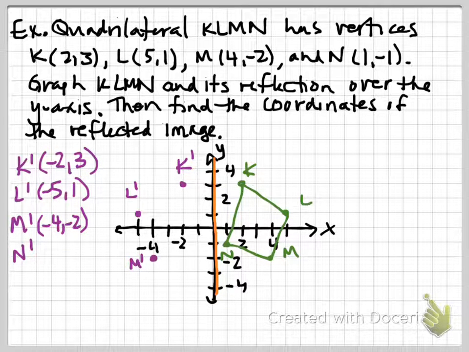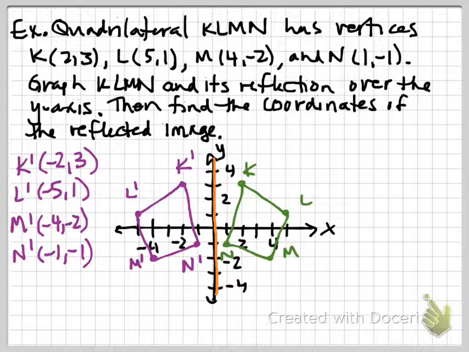And then N, let's see, N is 1 to the right of the line of reflection, so N prime would be 1 to the left. And we end up with the coordinates (-1, -1). And that's, again, same thing. Y's didn't change, but the x's changed signs. So again, we're keeping exactly the same distance from that line of reflection.